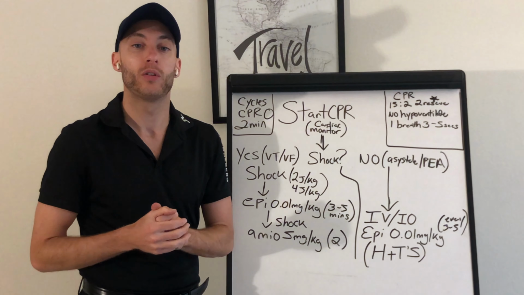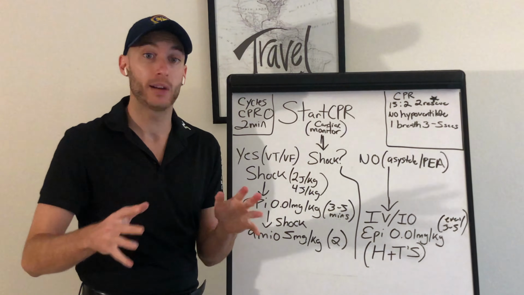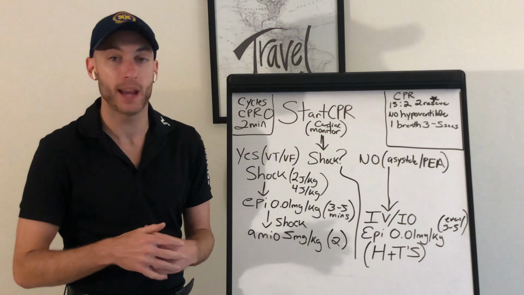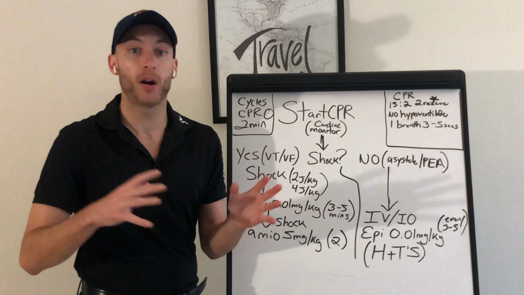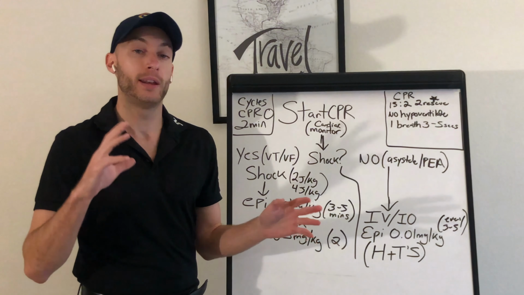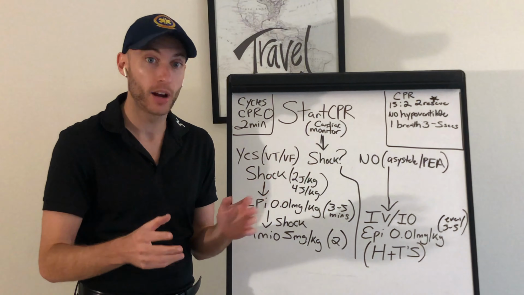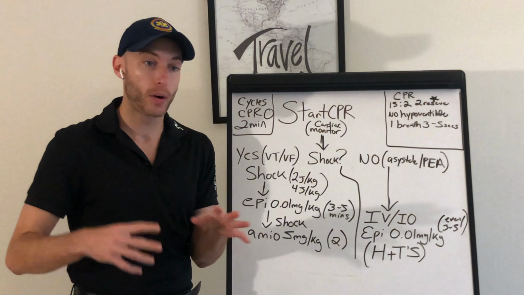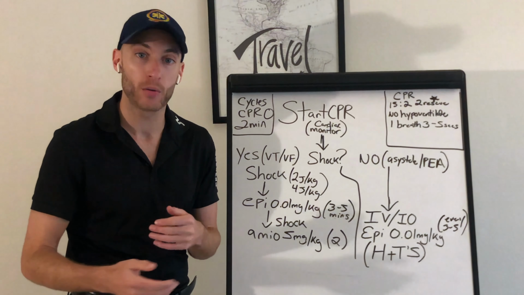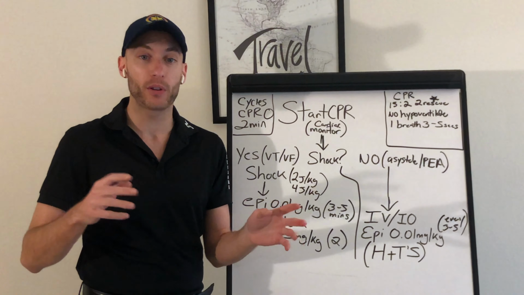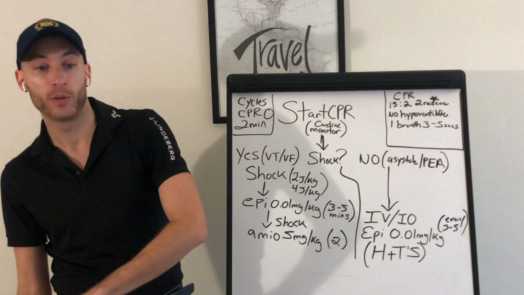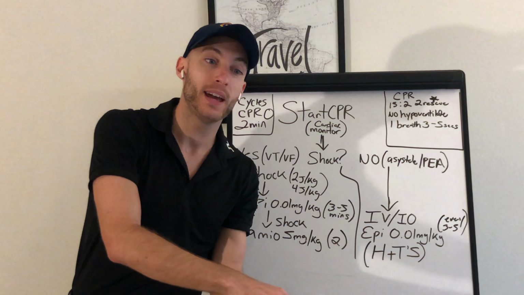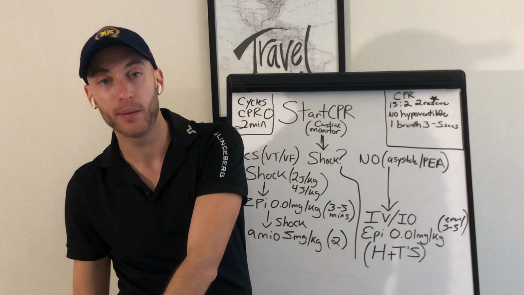Epi, 0.01 milligrams per kilogram. Okay, now what we're gonna do? Okay, cycle CPR, rhythm check. Okay, what do we do now? Okay, now we're gonna give, let's see, a shock. Okay, so we give a shock, 4 joules per kilogram. Okay, great, continue on. Okay, now we're in the next 2 minute cycle. What are we gonna do? Amiodarone, 5 milligrams per kilogram, okay. And then you're gonna go do another cycle and then go back, you shock again at 4 joules per kilogram, you give an epi, then you go back again, you give a second dose of amio.